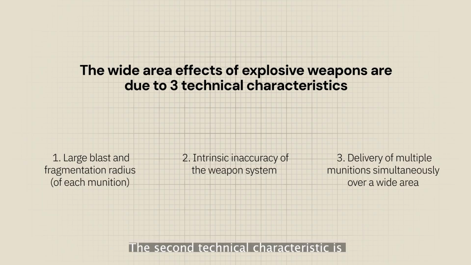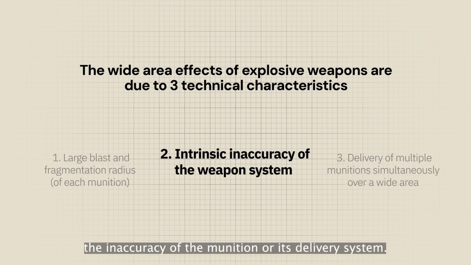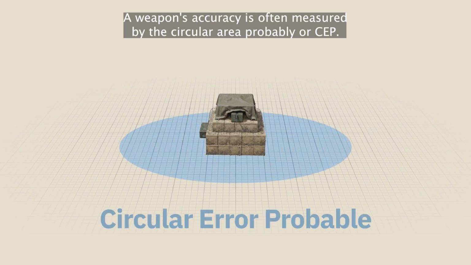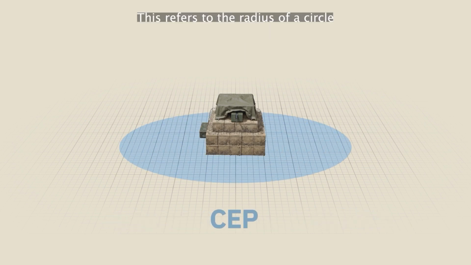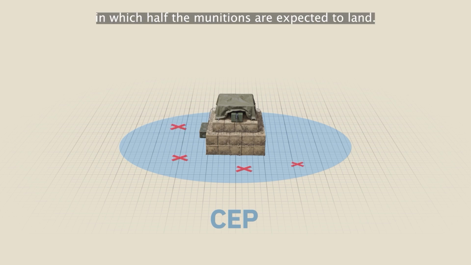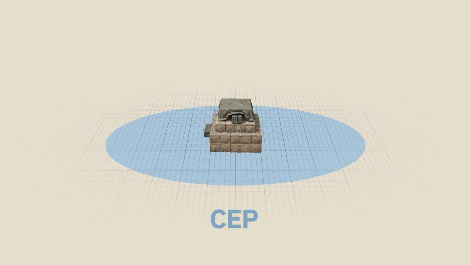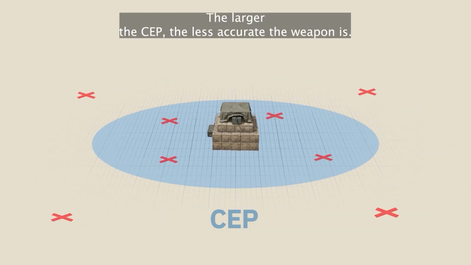The second technical characteristic is the inaccuracy of the munition or its delivery system. A weapon's accuracy is often measured by the circular error probable, or CEP. This refers to the radius of a circle in which half the munitions are expected to land. The other half can land even further away, outside that circle. The larger the CEP, the less accurate the weapon is.